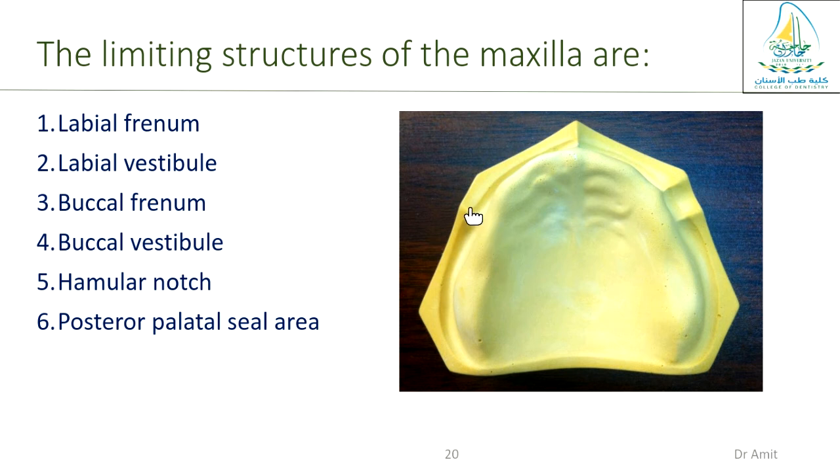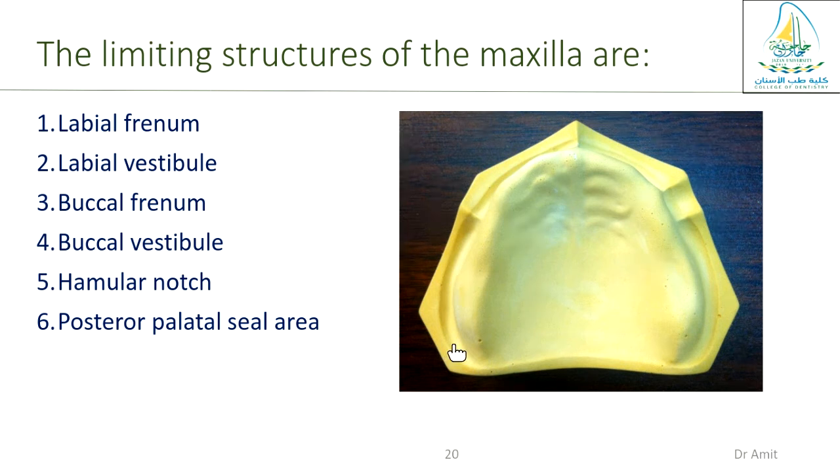Now, the area which is present between the labial frenum and the buccal frenum is known as the labial vestibule. Here our labial flange of the denture is going to come. So this is labial frenum, labial vestibule. Then we have buccal frenum. The buccal frenum can be either 1 or 2, depending upon patient to patient, from side to side. Then after the buccal frenum, we have the buccal vestibule. This completely is the buccal vestibule.